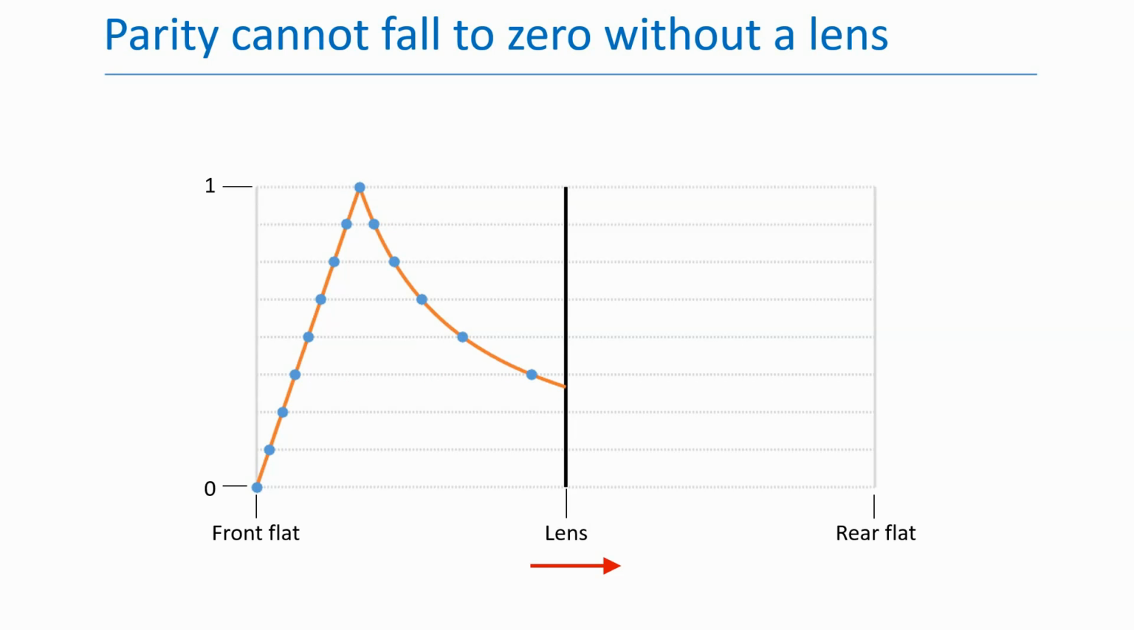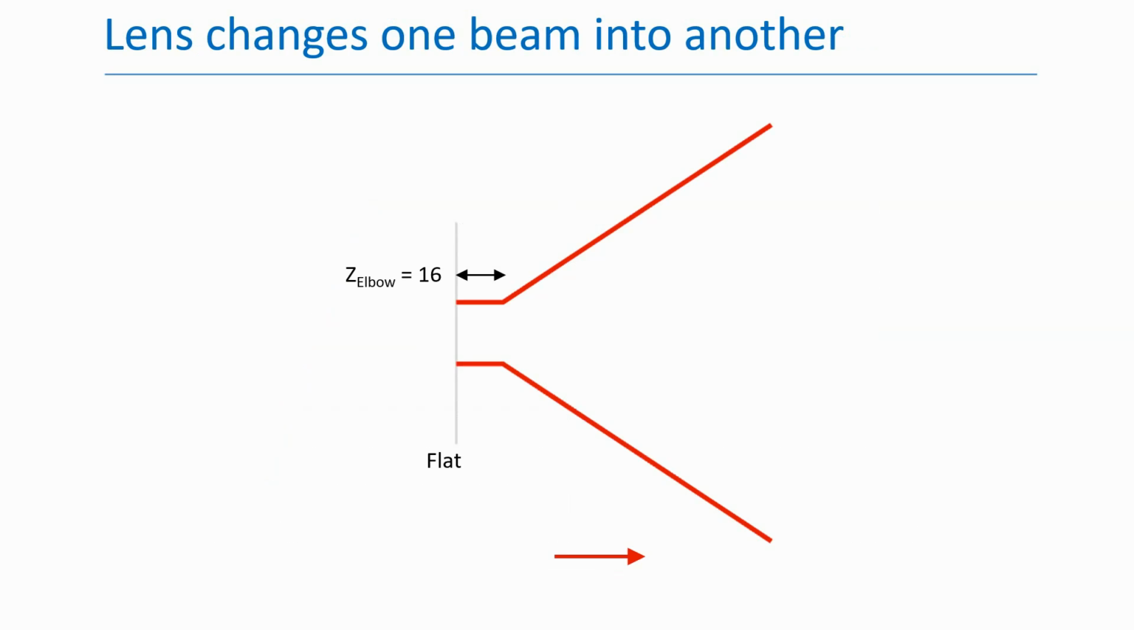Now we'll discuss the effect of the lens. First, consider this beam propagating to the right. It's expanding as it propagates, and in the absence of any lens, it would expand indefinitely. In this example, the elbow distance is 16.